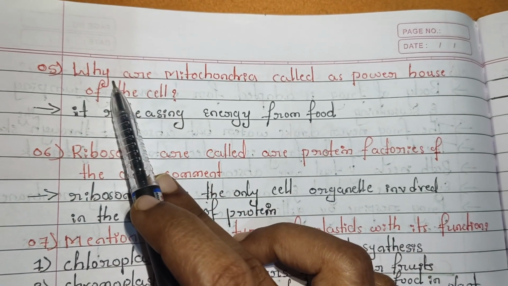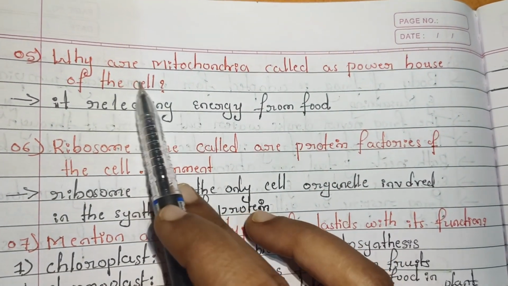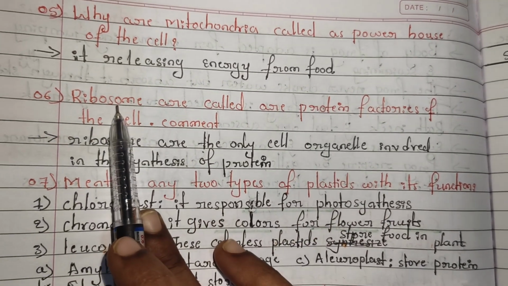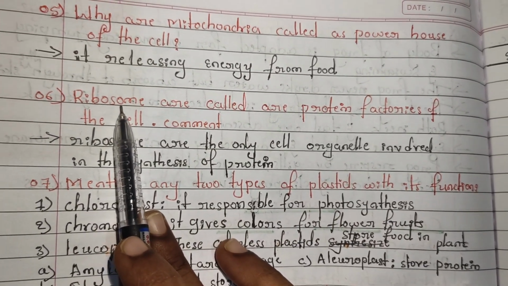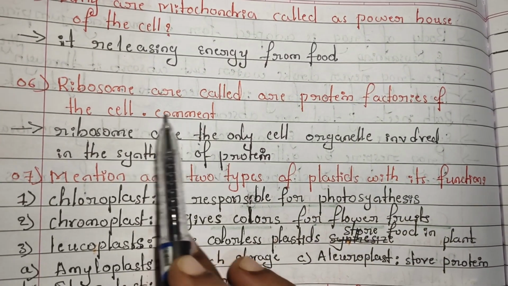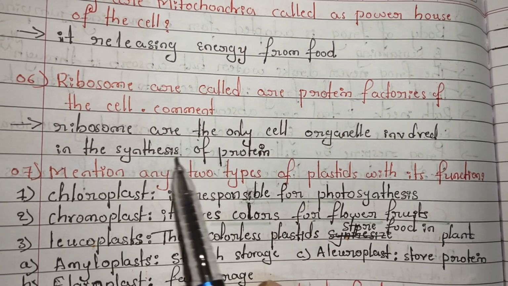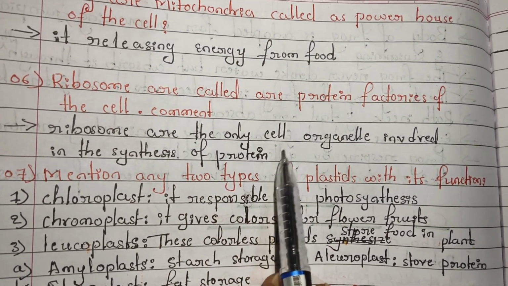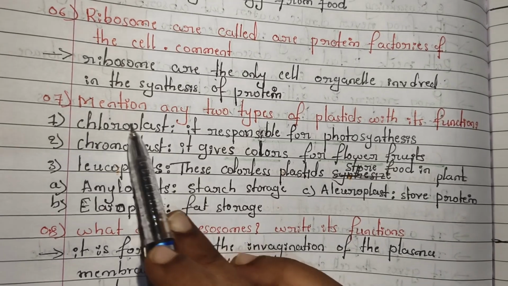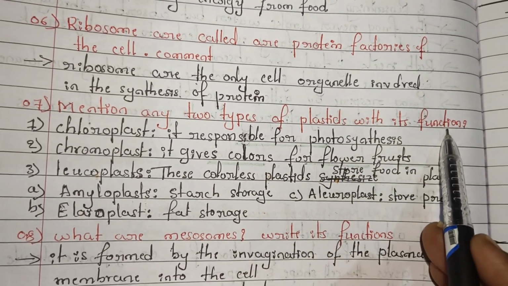Next question, 5th one, why are mitochondria called the powerhouse of the cell? Because it releases energy from food. And next question, 6th one, ribosomes are the protein factory of the cell. Comment. So ribosomes are helpful for the synthesis of protein, so that's why we call it the protein factory of the cell.